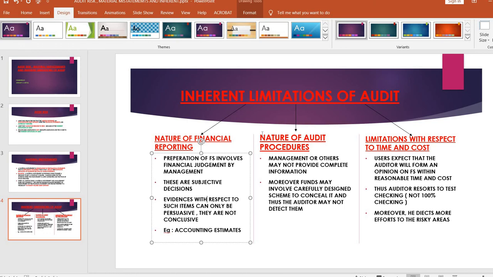Now, nature of the audit procedures. What do you mean by the nature of audit procedures? Basically, now when you went for audit, you found some problem. You told the client or the manager that I want this information. He refuses to give you. So the management or others may not provide complete information to you. When you go ask also, they might not provide. In such a case, what will you do? I already told you, you will modify the opinion. But here, one of the limitations of audit is this only, right?